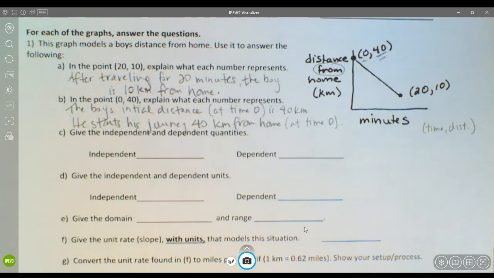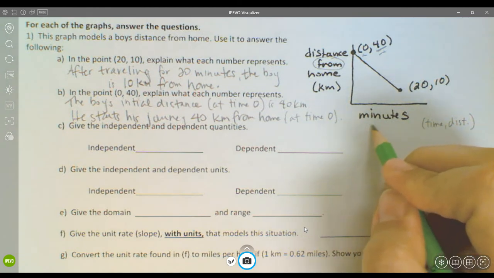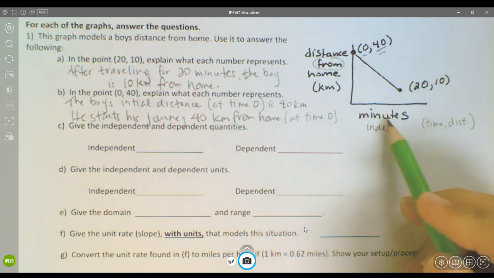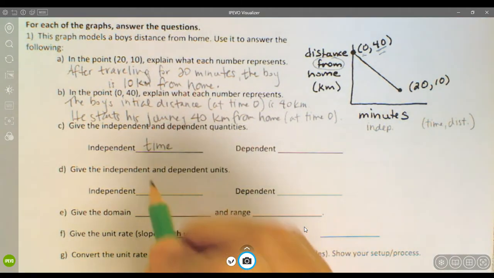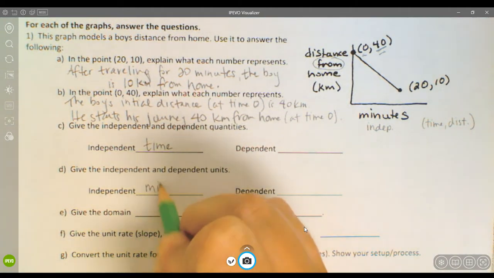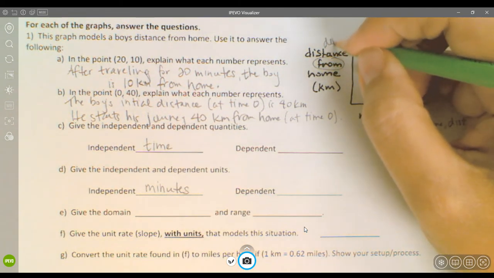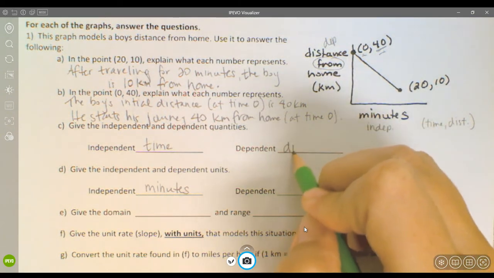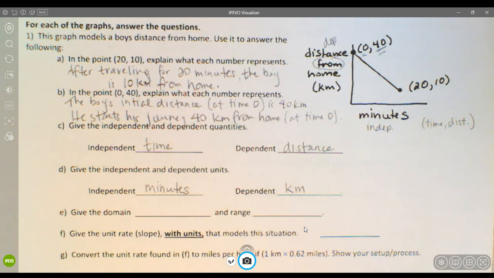Give the independent and dependent quantities. Oh, dang, we're going back to Unit 1 for this one. So the independent, once you see a graph, it is always your horizontal axis. So the independent quantity is time. And let's go ahead and knock D out while we're at it. We measure this, our units are in minutes. Our dependent quantity is always the vertical axis, the vertical measurement. This is our distance, and the units we measure our distance are kilometers.